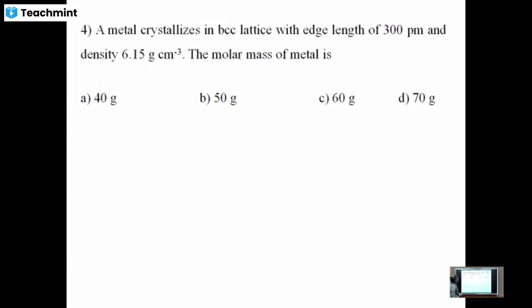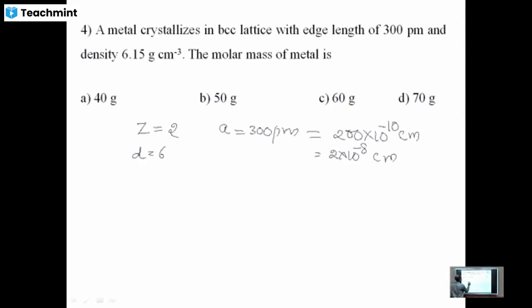Next question. A metal crystallizes in a BCC lattice with an edge length of 300 picometer and density 6.15 gram per centimeter cube. The molar mass of the metal is, what is given? It is a BCC lattice. BCC lattice means the number of particles in one unit cell is 2. Edge length, a, is given as 300 picometer, which is 3 into 10 to the power of minus 8 centimeter. Then density is given, d is equal to 6.15 gram per centimeter cube. We need to calculate the molar mass, capital M.